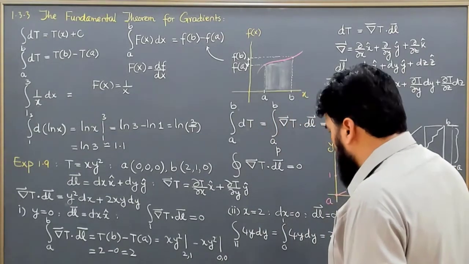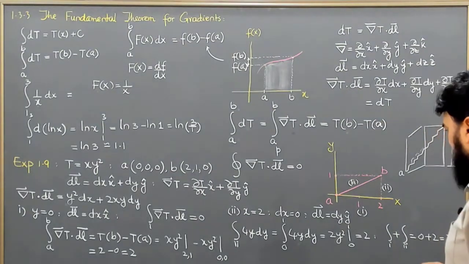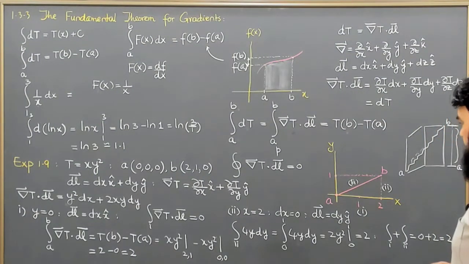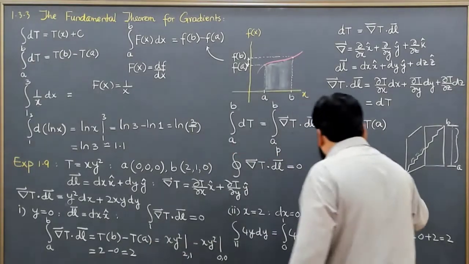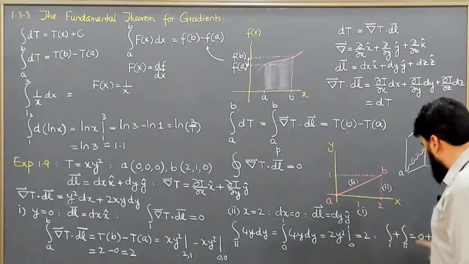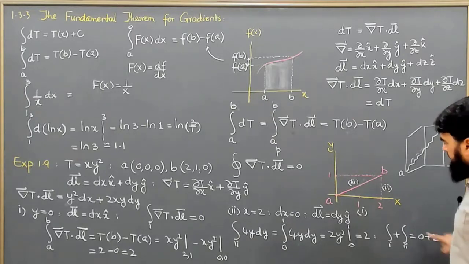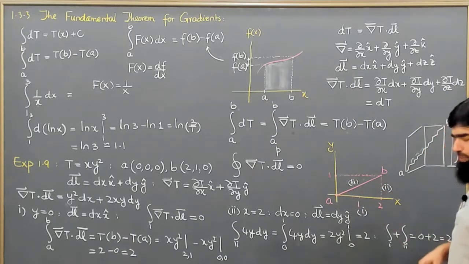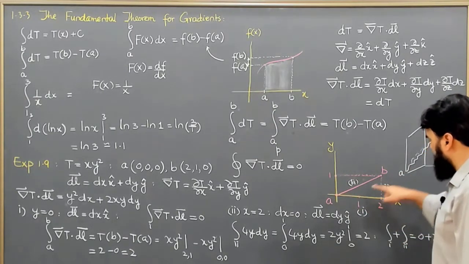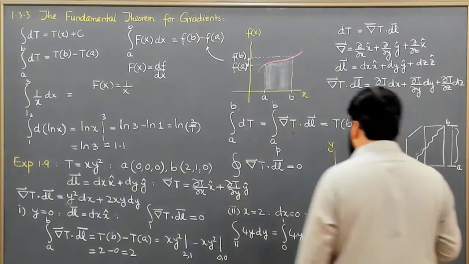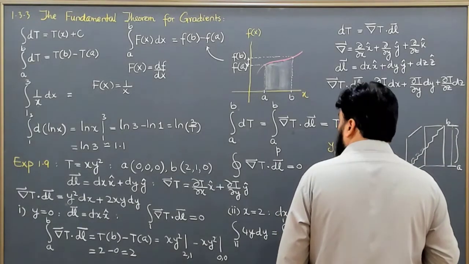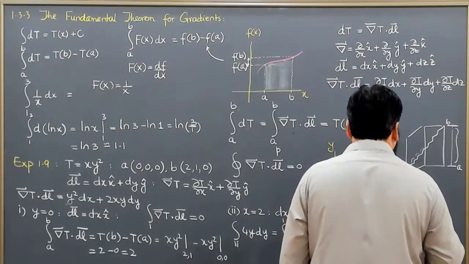And now we can even solve the third part as well, because if the result of the third part will also come out to be the same 2, then it means that this is a path independent integral. Either you go this way or you go that way, the results come out to be the same. So for part 3, I know few things. So here, let me solve the part 3 here.